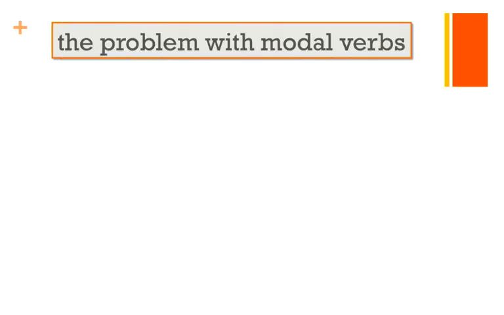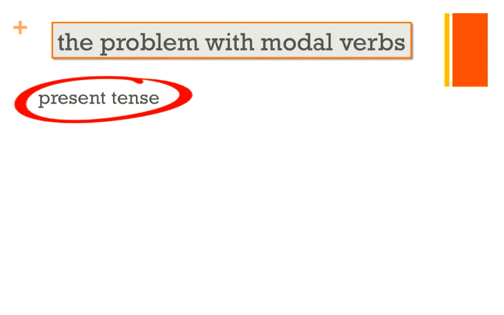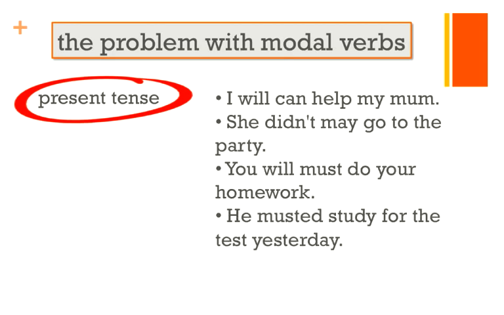Now, what is the biggest problem with the English modal verbs? We've just had it. They can only be used in the present tense, except can, which makes the past tense could. The other ones only in the present tense. So the question is, what are you doing with the other tenses? You cannot say, I will can help my mom. This doesn't work. The will goes out. It's like, I can help my mom, but then it's not a future sentence anymore. You can't say, she didn't may go to the disco. This doesn't work in English.